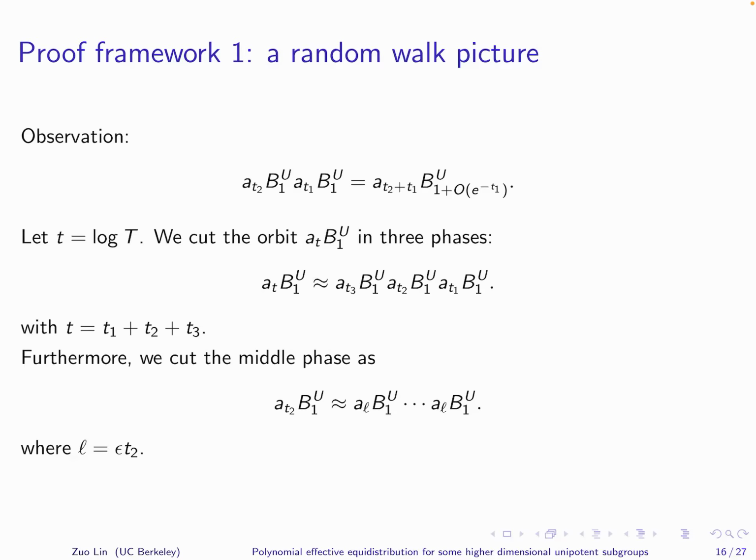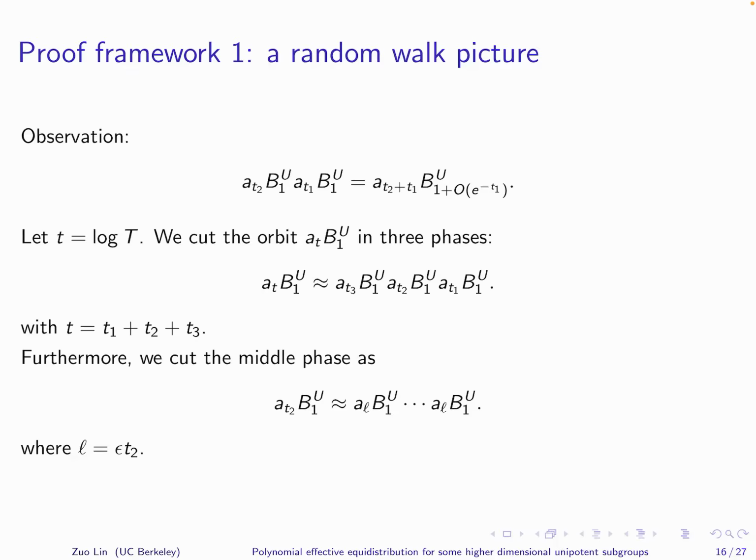For this version, I can actually view this whole process as a random walk. So instead of looking at size 1 with a large push, I can cut this time and view this as size 1 of unipotent with slightly smaller push. More precisely, because a_t is expanding the unipotent at an exponential rate, if I multiply a_{t_2} to a_{t_1}B_1(U), it is the same as a_{t_1+t_2} and a ball in the unipotent of size 1 plus e^{-t_1}.